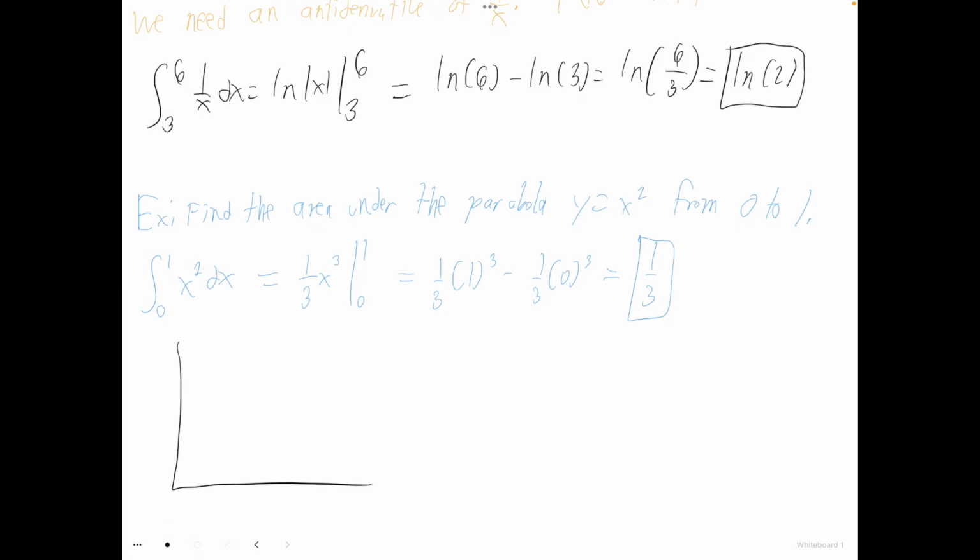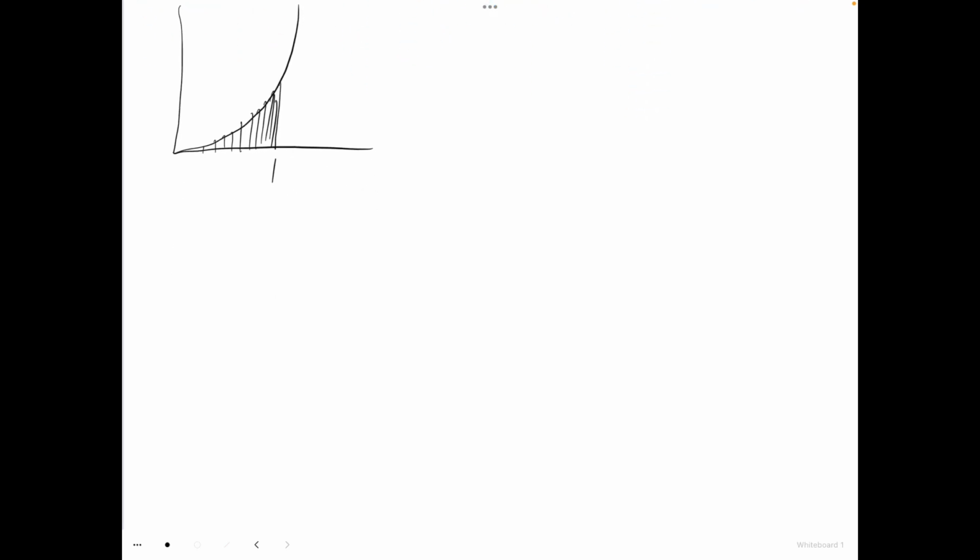So again, graphically, what this looks like is we have this parabola, we go over to 1, and this area right here from 0 to 1 is 1/3. We have computed that before using Riemann sums, but this time we got away with it a lot faster using the Fundamental Theorem of Calculus, Part 2.